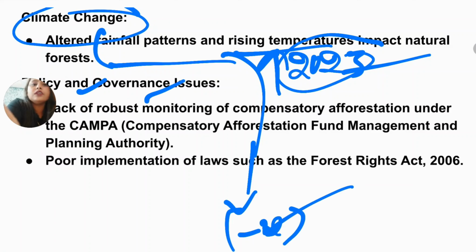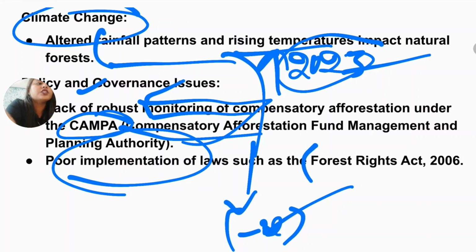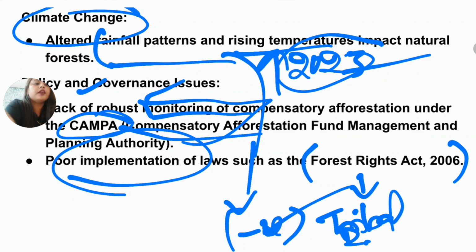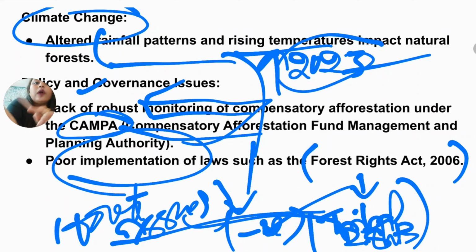And there are policy and governance issues, like lack of robust monitoring of CAMPA, which is an important fund associated with this topic. There is no proper monitoring. We do not know where the funds are going. And there is poor implementation of laws like the Forest Rights Act. This is becoming a major concern over tribal rights, whether we have to protect tribal rights or tackle forest issues. So two opposite ends of the spectrum arise when this kind of problem comes into the picture.